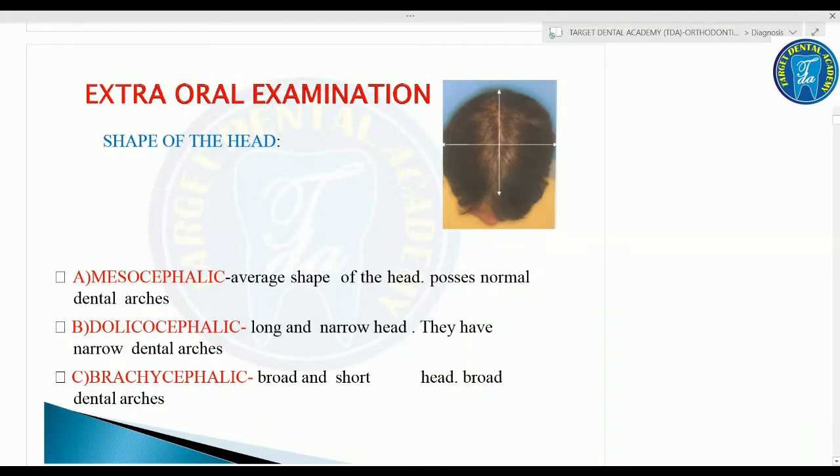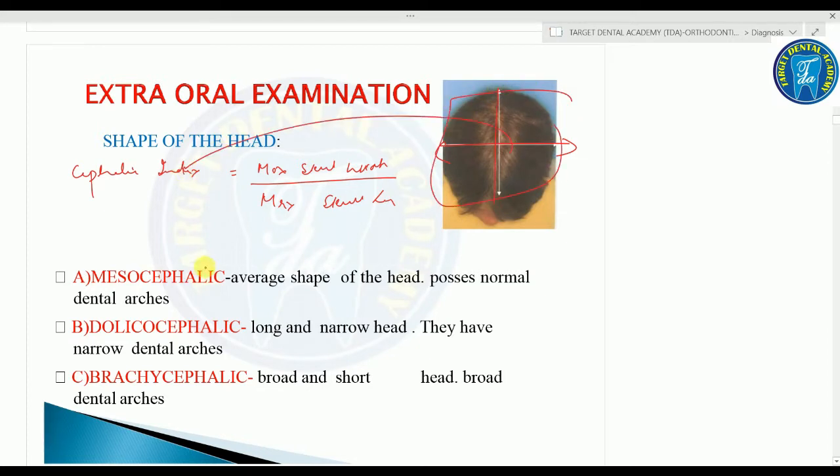Now after this, coming on to the extraoral examination, first of all, the shape of the head. We usually take the cephalic index. Cephalic index is equal to the maximum skull width by the maximum skull length, into 100. This is the formula for calculating the cephalic index.